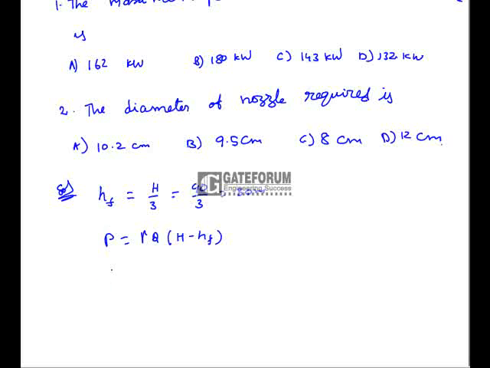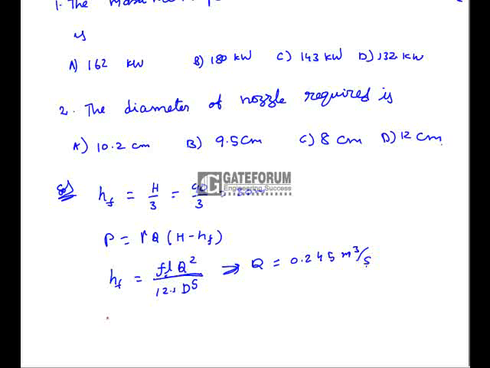And here HF is given by FLQ square by 12.1 D power of 5. By using this equation we can find out the discharge. Here F is the friction factor, L is the length of the pipe and D is the diameter of the pipe. All the values are known, and from this we can find Q, which is equal to 0.245 meter cube per second.